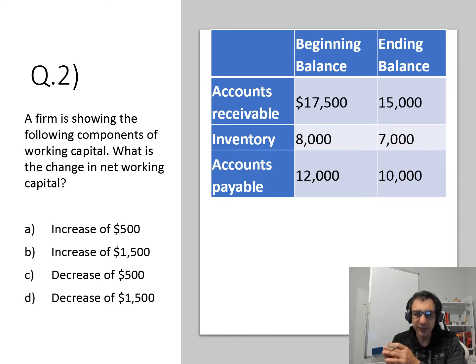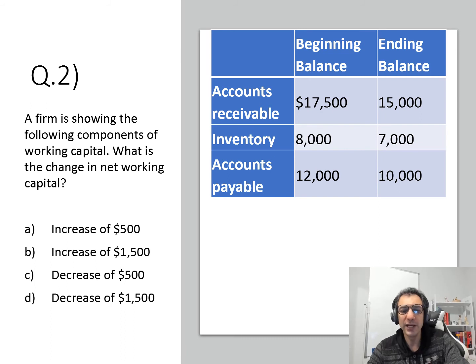minus current liabilities, and then calculate the current assets minus current liabilities at the end, and then you find the differences. Or you can go account by account. So you can calculate the changes for each account and see the impact. So let's start with the second approach, which is my preferred approach. It's much easier.